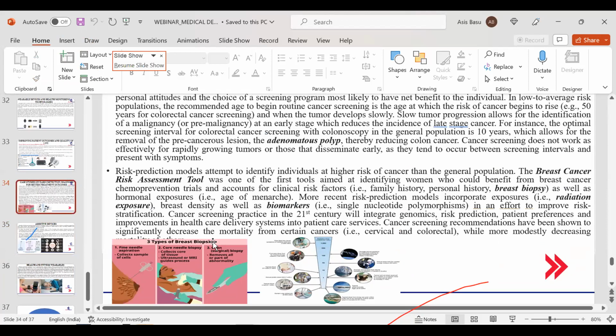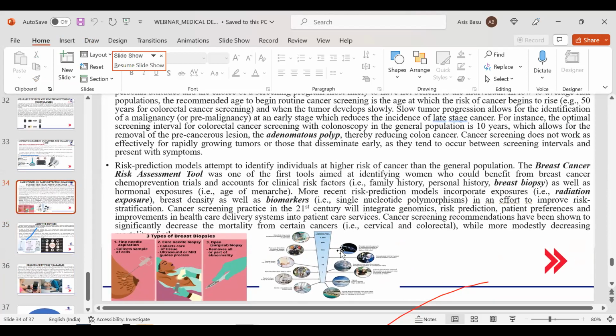The diagrams that I have given. So different types of breast biopsies are there, and these are basically the different radiation doses that we can use when we are actually going for the treatment or management of cancers.